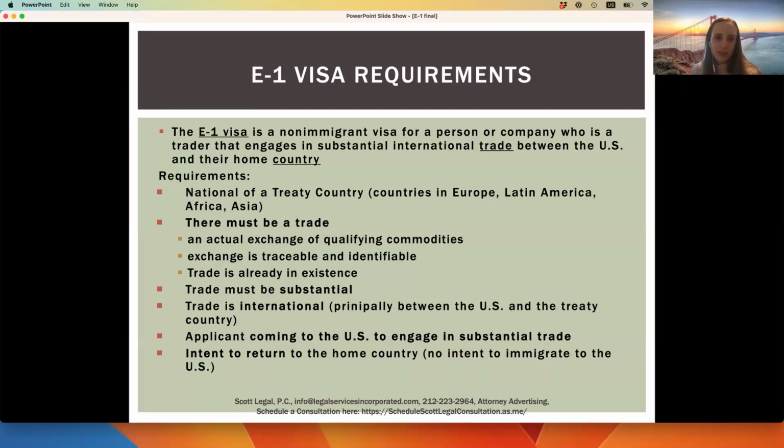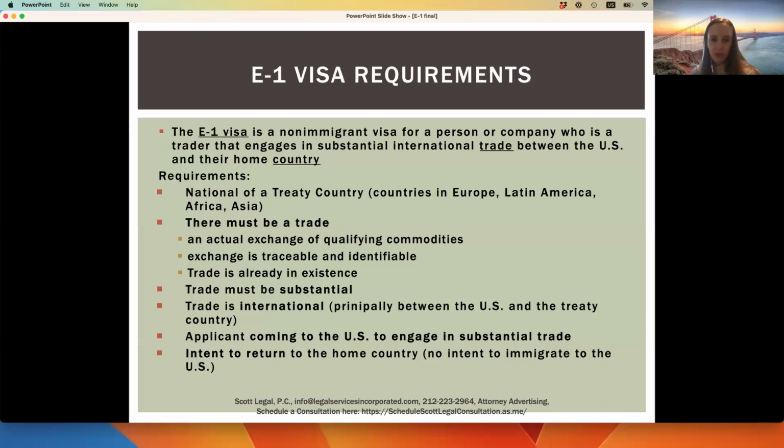Then the trade between your country and the US must be substantial. Unfortunately, not all trade will qualify. So you will have to show that the trade you or your company is engaging in is substantial. And again, we'll go over what substantial means in more detail on one of the next slides.